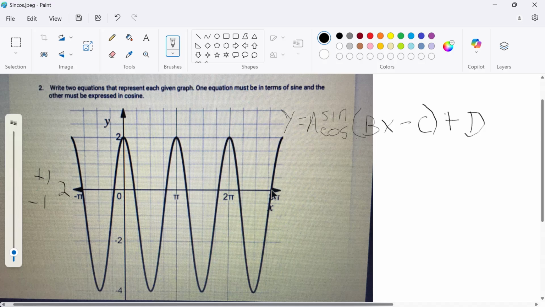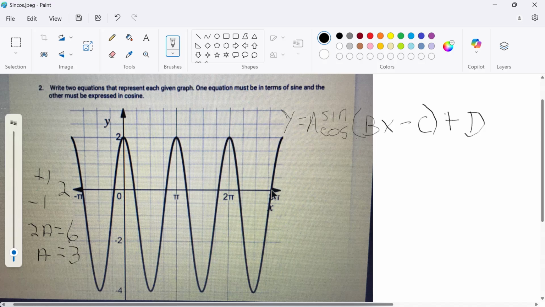And how do I calculate A? I'm going to do 2A equals the amplitude. Well, the amplitude of this one is from minus 4 to 2, which goes up 6, and then it goes back down 6. So the amplitude is 6. So that equals 6, and then A equals 3.